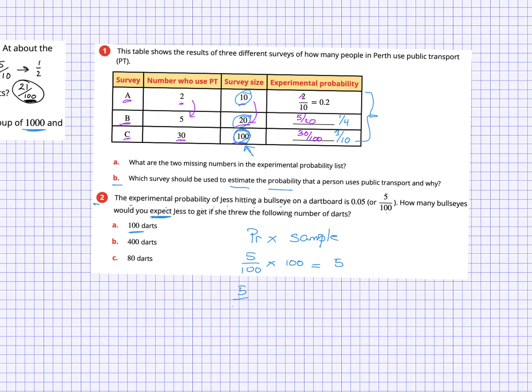If she threw 400, that's 4 times as many. Then we would expect that to be, cross out some zeros, and 5 times 4 is 20. Or if she threw 80 darts, that's a little bit less than 100, so it becomes a little bit trickier to do. Cross cancel some zeros. 5 times 8 is 40, but 40 out of 10 can be cancelled down to 4. 40 divided by 10 is 4. So we would expect to see 4 bullseyes there, 20 bullseyes here, and 5 bullseyes here. All right, so remember, expected value is PR times the sample.